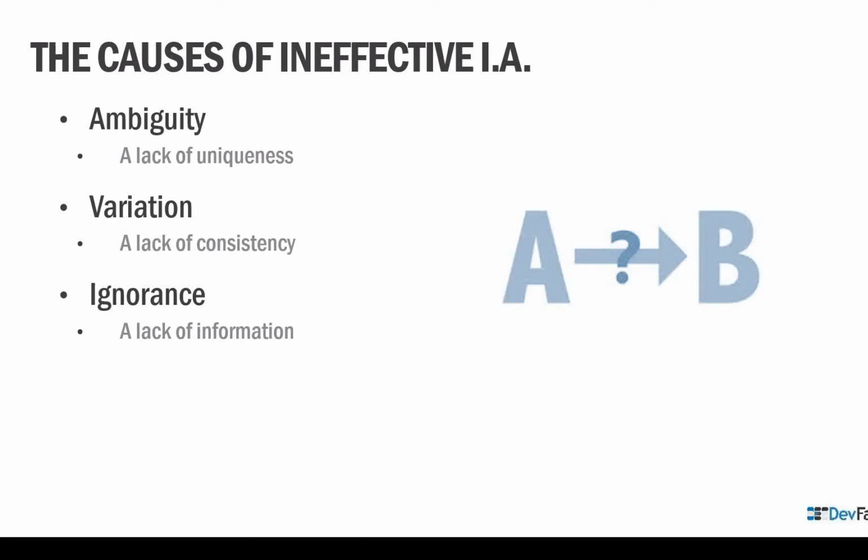Okay, so what's causing this ineffective information architecture? Well, really, we have three different things that cause it. We have ambiguity, which is the lack of uniqueness in it. We have variation, which I'm referring to the lack of consistency. And then we have ignorance, a lack of information. Okay, we're going to examine each of these, and that's really the goal of today: we're going to examine each of these causes of ineffective IA and figure out how we can address them and how we can make them better.